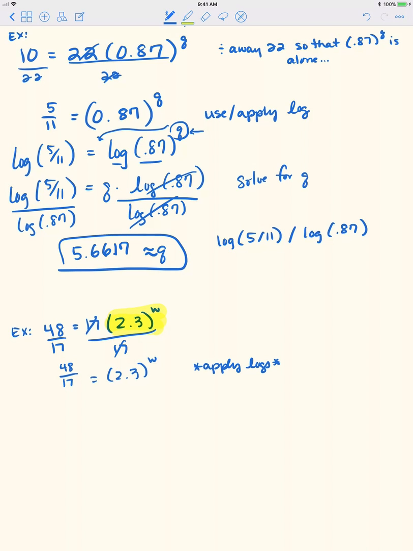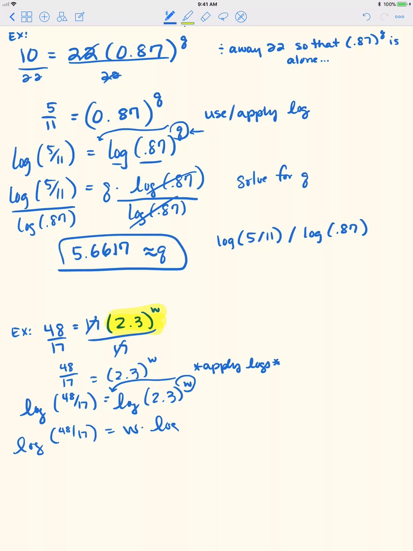Again, I don't feel the need to use a natural log unless it's e, but you could use that if you wanted to. You do get the same answer. So the log of 48 over 17 equals the log of 2.3 to the w. Again, log of a number to a power, I can bring the power down. So I have the log of 48 over 17 equals w times the log of 2.3.